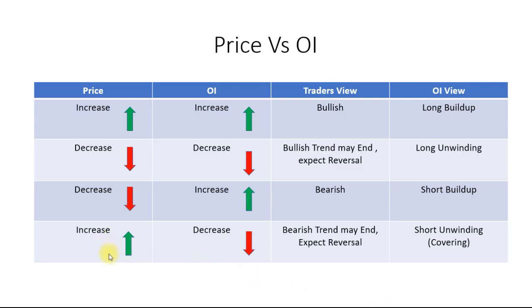The last one, the price is increasing, means the price is going up, and we can see a decrease in the OI. This means there is a pause for the bearish trend and we can expect a strong reversal from that zone. In OI view, we call it short unwinding or covering. So this is how we relate the price and the OI.